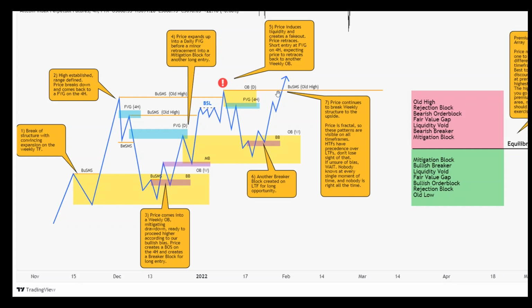get into in subsequent videos relating to the price delivery continuum, using a top-down analysis and how price is fractal, and of course observing how the bodies respect PD arrays and how the wicks may go above and beyond what is expected from a PD array.